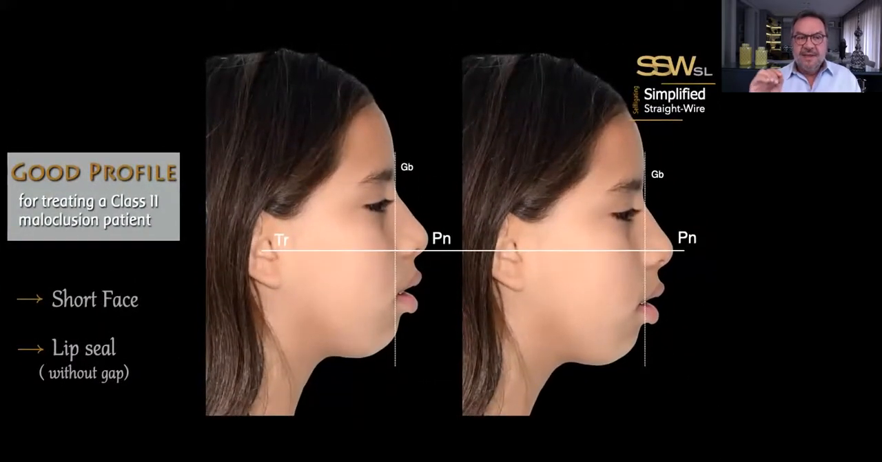So take a look at this girl with a bad profile. If you look closer here, the chin is different from the chin on the right side, because on the left side, the line is not passing through the PN point. So it's the same girl and two different interpretations of the profile, okay?